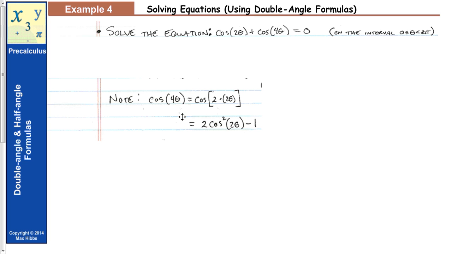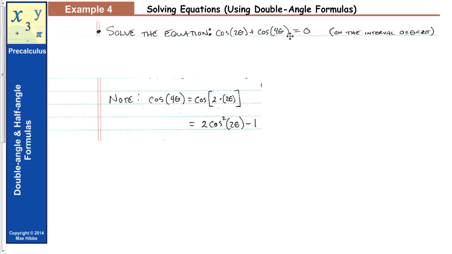So let's deal with it. And here's what I've noted, that we can think of 4 theta as 2 times 2 theta, or we could think of it as 2 theta plus 2 theta. But if we think of it this way, then we have a double angle in this case. We have the angle 2 theta being doubled, multiplied by 2. And so we could use any one of the double angle formulas for the cosine function.